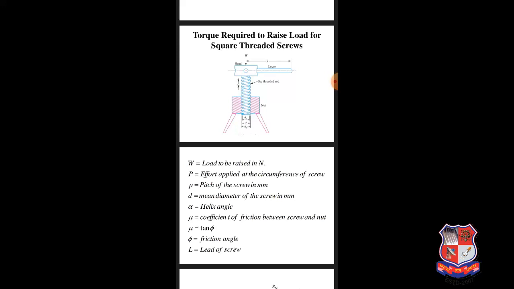Alpha is the helix angle, mu is the coefficient of friction, which is given by tan phi, where phi is the friction angle, L is the lead of the screw. The resolution of the forces which are acting on the load while it is being raised is shown in the diagram. One particular profile of the thread is shown in figure A, that is the development of a screw, where it is in the form of a right angle triangle. The acute angle is alpha, adjacent is p, that is pitch, and the corresponding side is pi D.